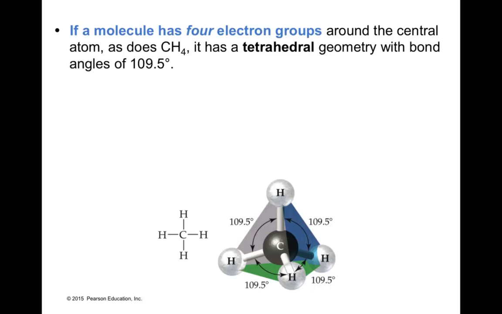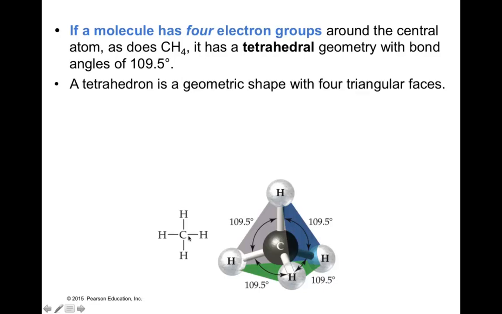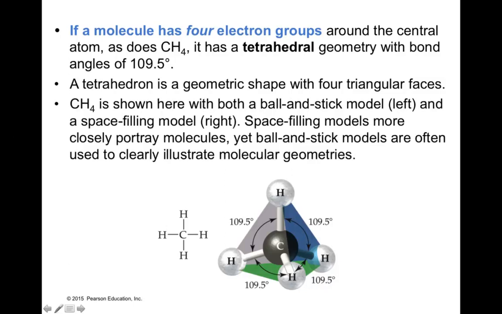If a molecule has four electron groups around the central atom, as does CH4 or methane, it has a tetrahedral geometry with bond angles of 109.5 degrees. So between each bond we're going to find an angle of 109.5 degrees. Here we have a central atom, and around it we have four different electron groups. So when we have four electron groups, that geometry is going to be tetrahedral. A tetrahedron is a geometric shape with four triangular faces. Methane is shown here with both a ball and stick model, that is this one, and a space filling model, that we're going to show in the next one.